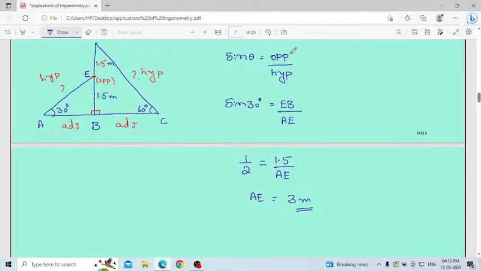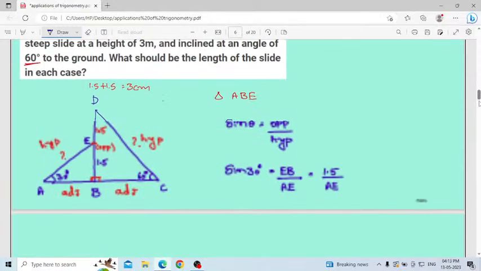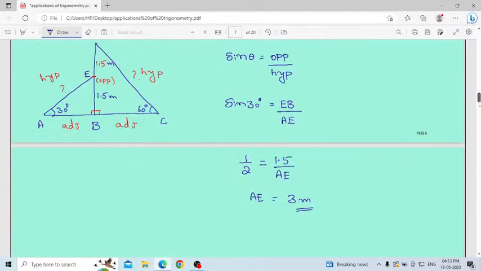Okay, next one. Next, what you have to calculate? Consider the next triangle. I considered the smaller one, this triangle. Now I will consider the another big triangle. I will write in the next step.